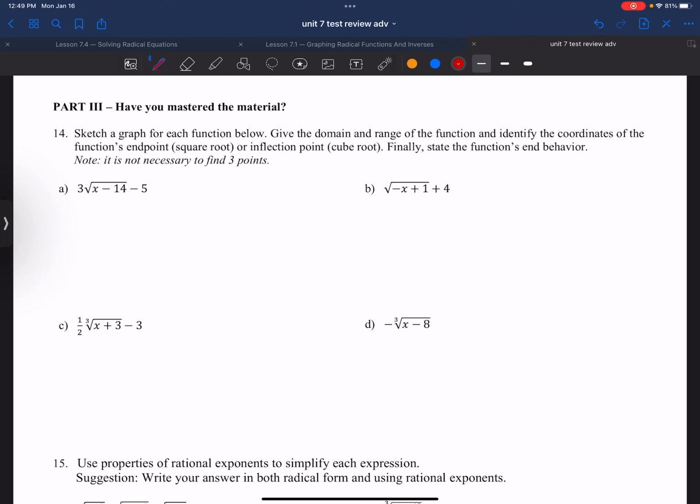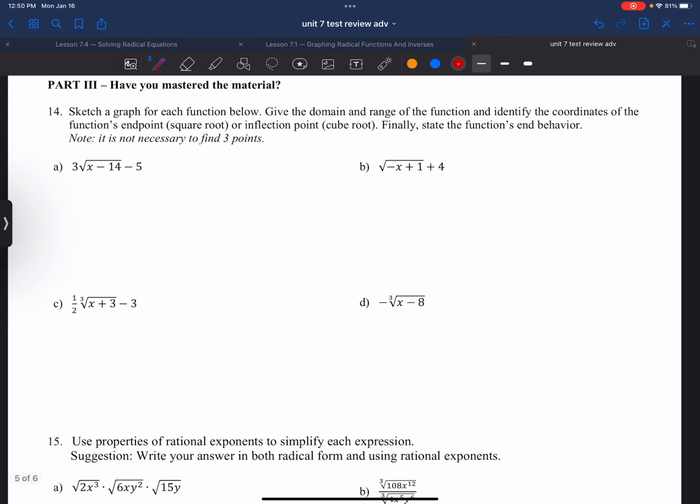So, part 3 of this test review is: have you mastered the material? If you're going for an A, a high A, maybe 100, if that's your goal for the exam, you probably want to do this section, okay? Because these are similar ideas, nothing really new here, but at a more difficult level. The difficulty level is increased to see if you really remember your stuff and can think creatively about these functions to solve them.